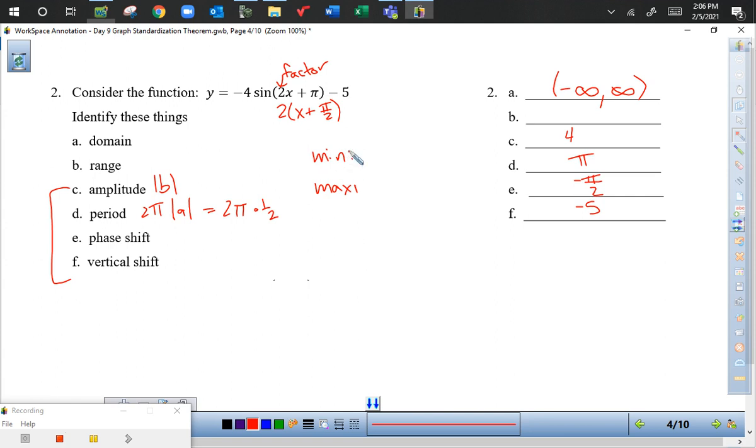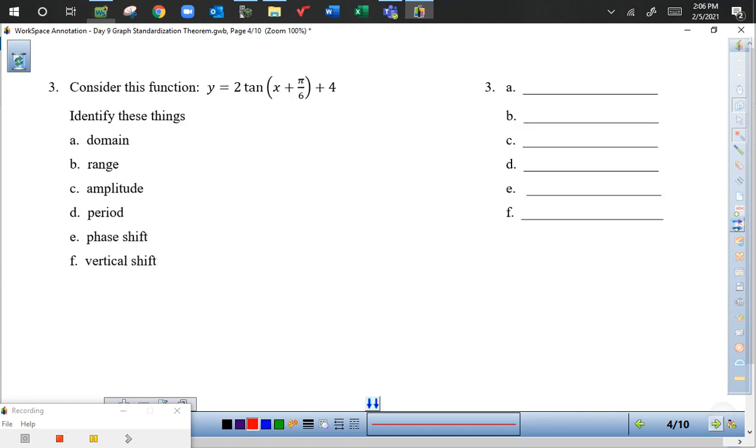Okay, remember, minimum and maximum are usually 1 and -1 for sine, but the amplitude changes that to -4 and 4. Okay, we're doing the amplitude first because if we think order of operations, scale change or multiplication happens before addition or subtraction. Okay, that's next though. We're going to subtract that 5, and we have a minimum of -9 and a maximum of -1.